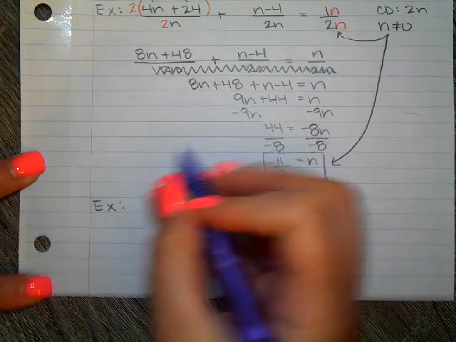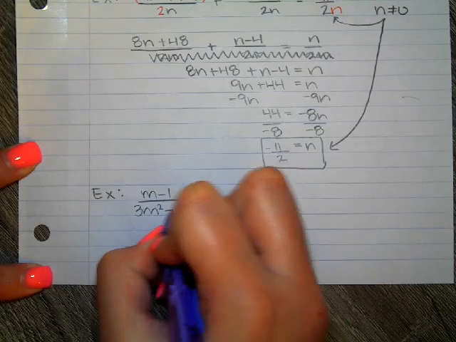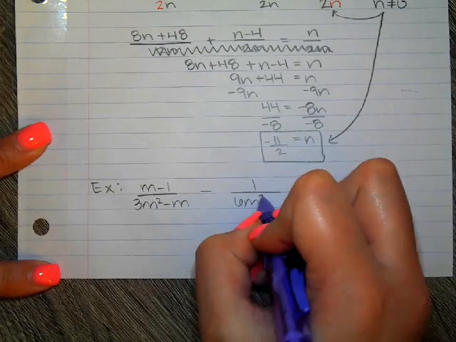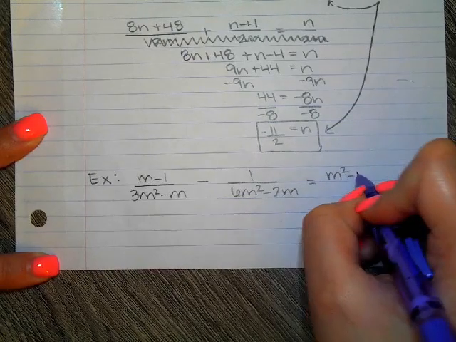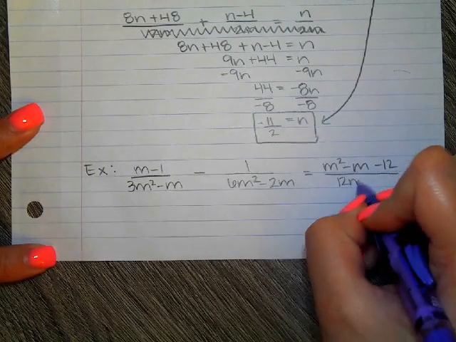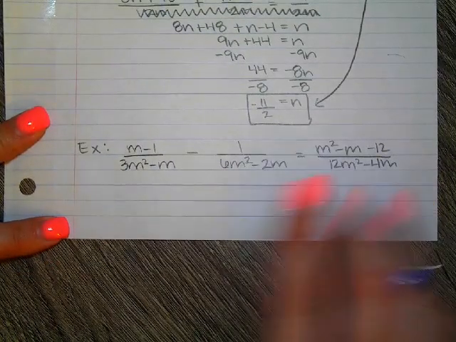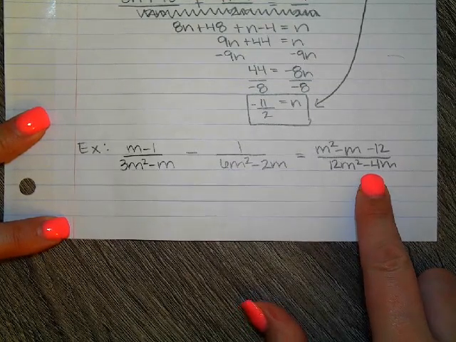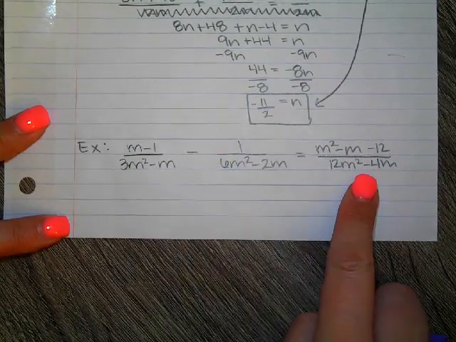All right, we got m minus 1 over 3m squared minus m, minus 1 over 6m squared minus 2m, equals m squared minus m minus 12 over 12m squared minus 4m. So all of these denominators are binomials. I am not going to assume that my common denominator is multiplying all three of these together. I'm going to factor each one of these because I'm assuming they probably have something in common.